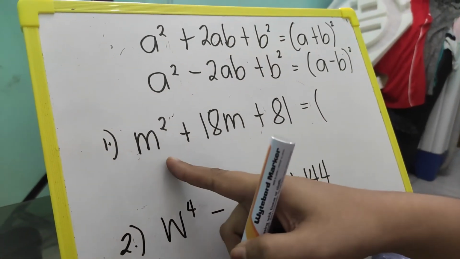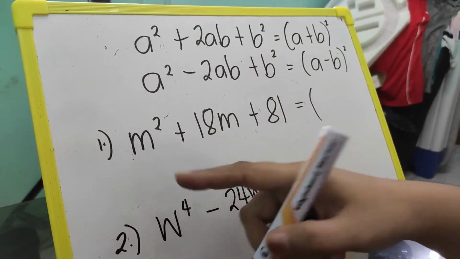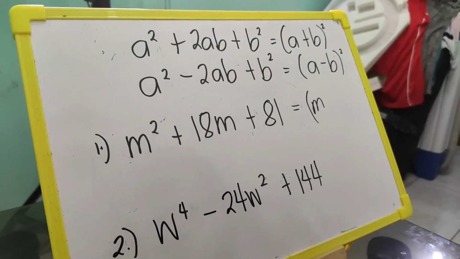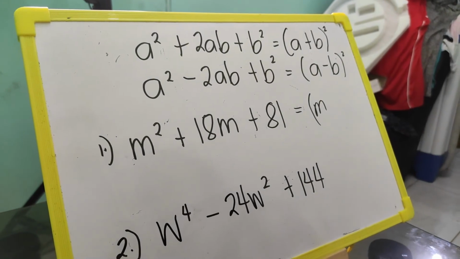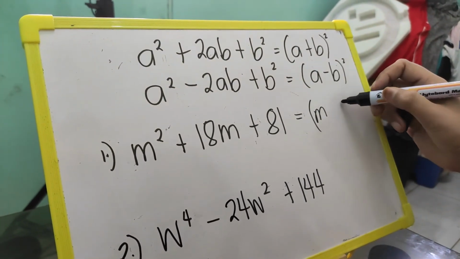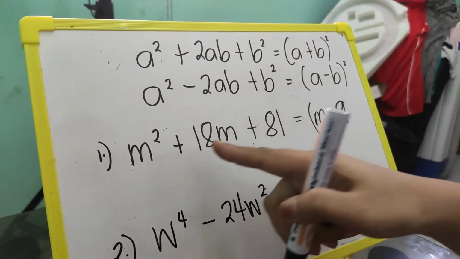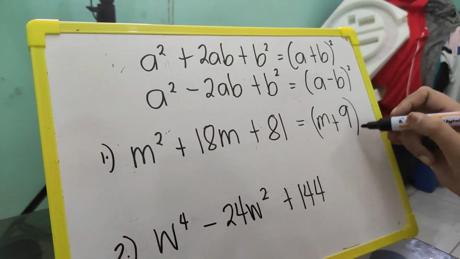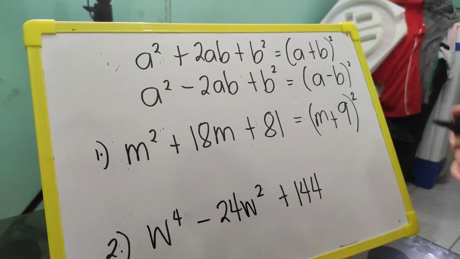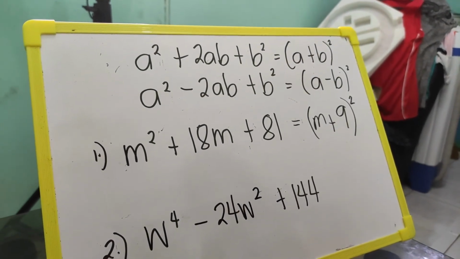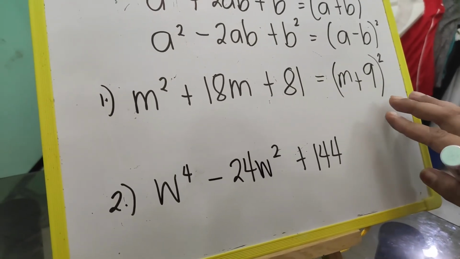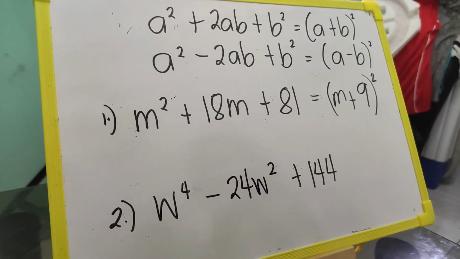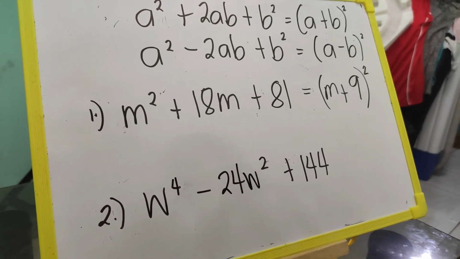So what's the square root of m squared? That's correct, it's m. How about the square root of 81? That is 9. And since the sign here is positive, we will write positive here. And then we have to write square. So that's the factor. If you want to double check it, you can use the FOIL method or the square of a binomial.